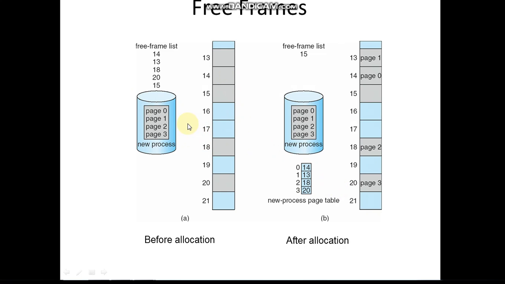So we'll have an example here. This is a list of free frames. You can observe that the pages 0, 1, 2, 3 are the requirement for a new process. We have a free frame list here: 14, 13, 18, 20 and 15. Before allocation, this is the status of the memory. After allocation, you can observe in the page table that page 0 is allocated to the 14th frame, the first page is allocated to the 13th frame, page number 2 is allocated to the 18th frame, and the third page is allocated to the 20th frame. So accordingly it will fit into the main memory. As you can observe, the 0th page is placed at the 14th frame, the first page is placed at the 13th frame, and so on.